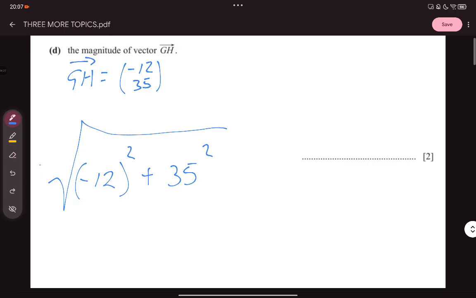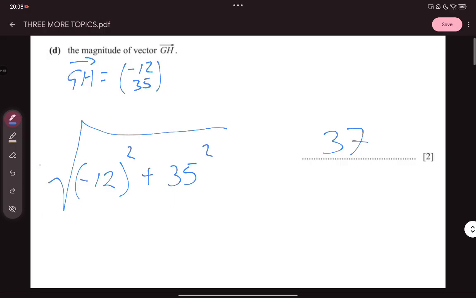Well, check that you can do this on your calculator. I'm doing this on my calculator. Square root sign, bracket, inside your square root, -12, close bracket, squared, plus 35 squared. And, well, I've got the answer, nice round number. This is 37. Check that you've got that answer on your calculator.